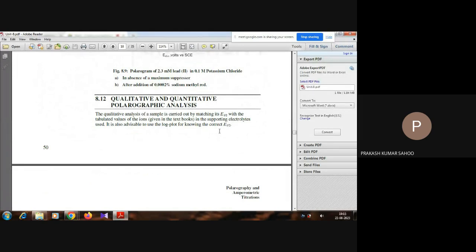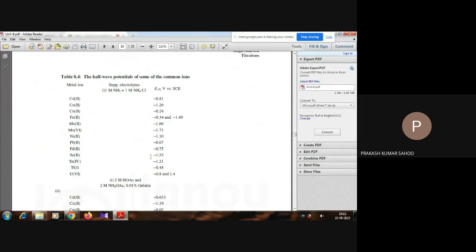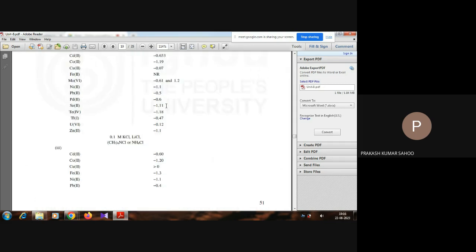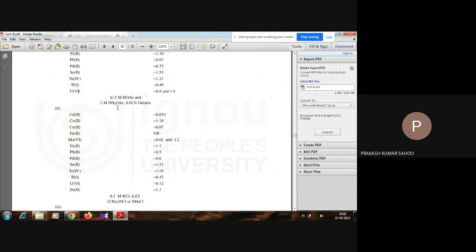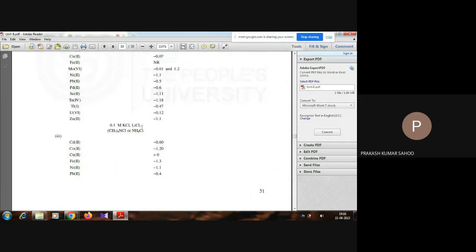Then qualitative and quantitative polarographic analysis. We have this part also, that is, qualitatively we may predict which type of ions are present, and quantitatively we may determine in how much quantity it is present. Okay. Then the next part is these are in different supporting electrolytes. Okay, ammonia, ammonium chloride, acetic acid and ammonium acetate, potassium chloride, lithium chloride. This is tetramethyl.